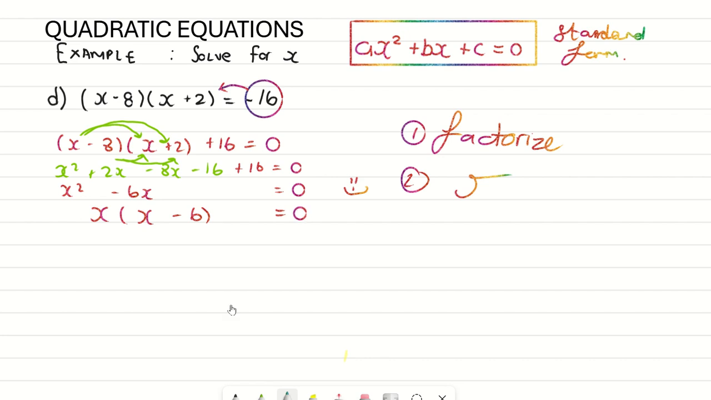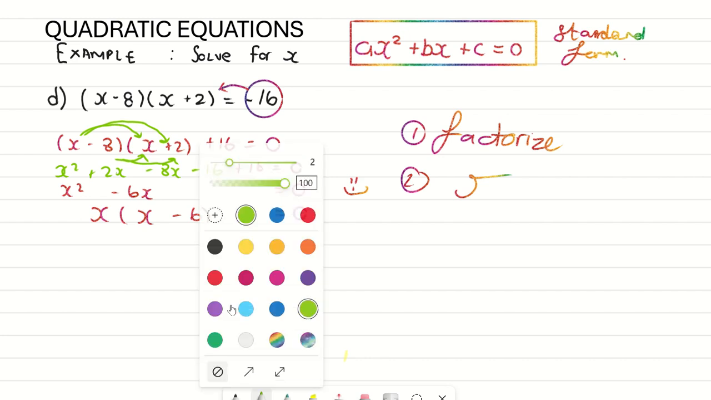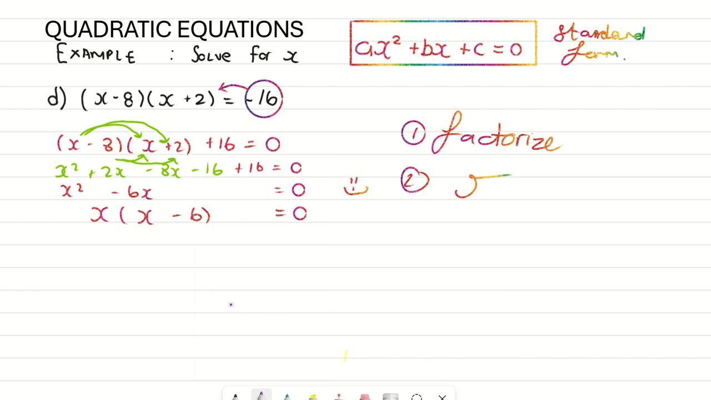Alright, and now at this point we just make each part of this product equal to 0. So we go by saying x is equal to 0. That's your first option. Or x minus 6 is equal to 0. Right? Now you already have your first solution of x is equal to 0. And now we have to solve the second one. So x is equal to 6. And those are your two sets of answers.